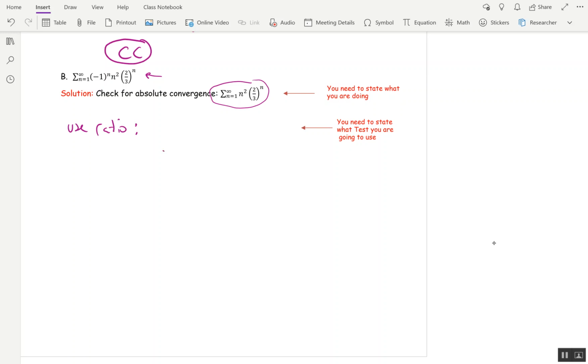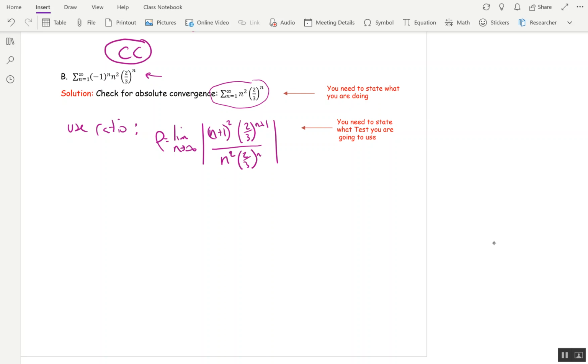So rho is the limit. Again, pull out your convergence test sheet and take a look at the convergence test if you don't remember what it is. But rho is the limit of the absolute value of the n plus 1th term divided by the nth term. Now typically I'll multiply by the reciprocal, but in this case I'm not going to. 2/3 to the n plus 1. There's the n plus 1th term, and I'm dividing by the nth term. So n squared, whoops, that should have been n plus 1 squared. Sorry about that. N squared 2/3 to the n.